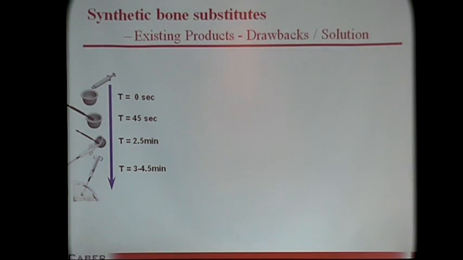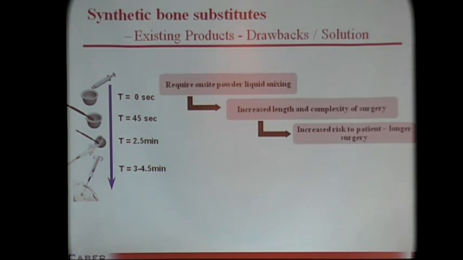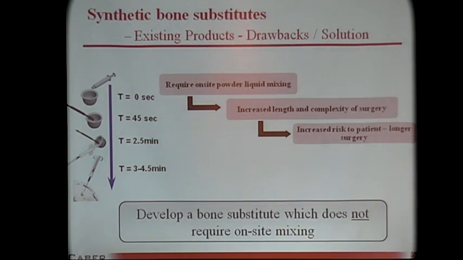Many of the products on the market at the moment actually consist of a powder and a liquid which come packaged separately. This powder and the liquid then need to be mixed together manually. They need to be loaded into a delivery device, and then from there they can be injected into the defect. So the problem with this is obviously that it requires on-site powder liquid mixing, which is going to increase the length of the surgery, which in turn is going to add increased risk to the patient. So this highlights the need to develop a bone substitute which does not require on-site mixing.